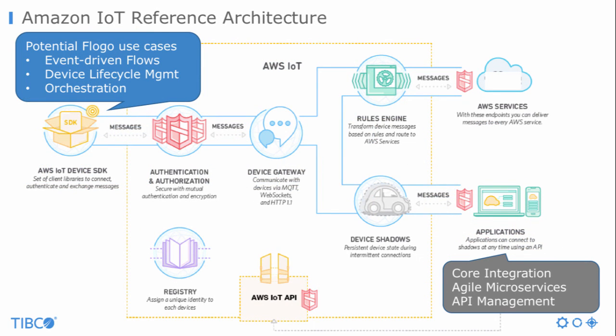If you take a look at the Amazon IoT reference architectures, Amazon has a lot of cool services in their public cloud for authentication and authorization, a device gateway, and a rules engine. Then you also need to do something at the edge, because the public cloud starts in the cloud interface at Amazon. You can leverage the AWS IoT device SDK, and you can also build edge applications with Flogo and combine it perfectly with the Amazon application architecture.